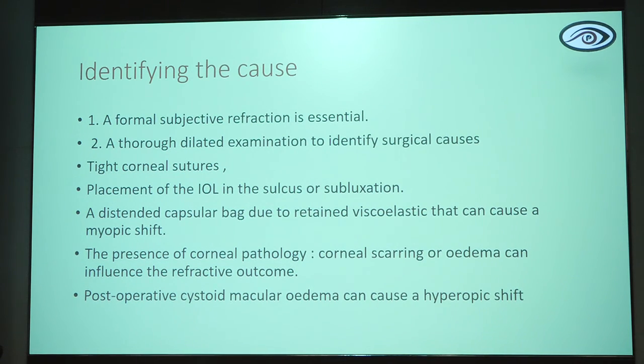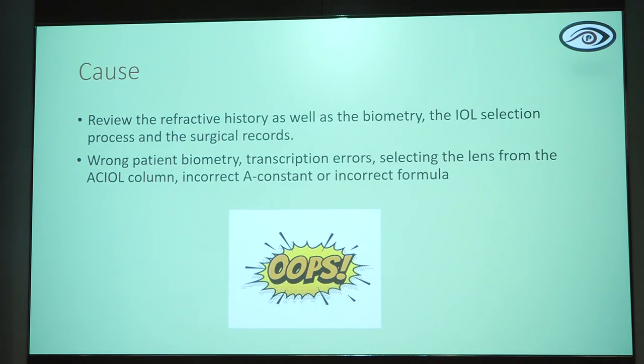Later on, if the patient still has a hyperopic shift, always keep in mind that the patient may have post-operative cystoid macular edema. At that time you may have to do an OCT. So review the refractive history as well as the biometry; take out the whole case sheet, the IOL selection process, and surgical records.